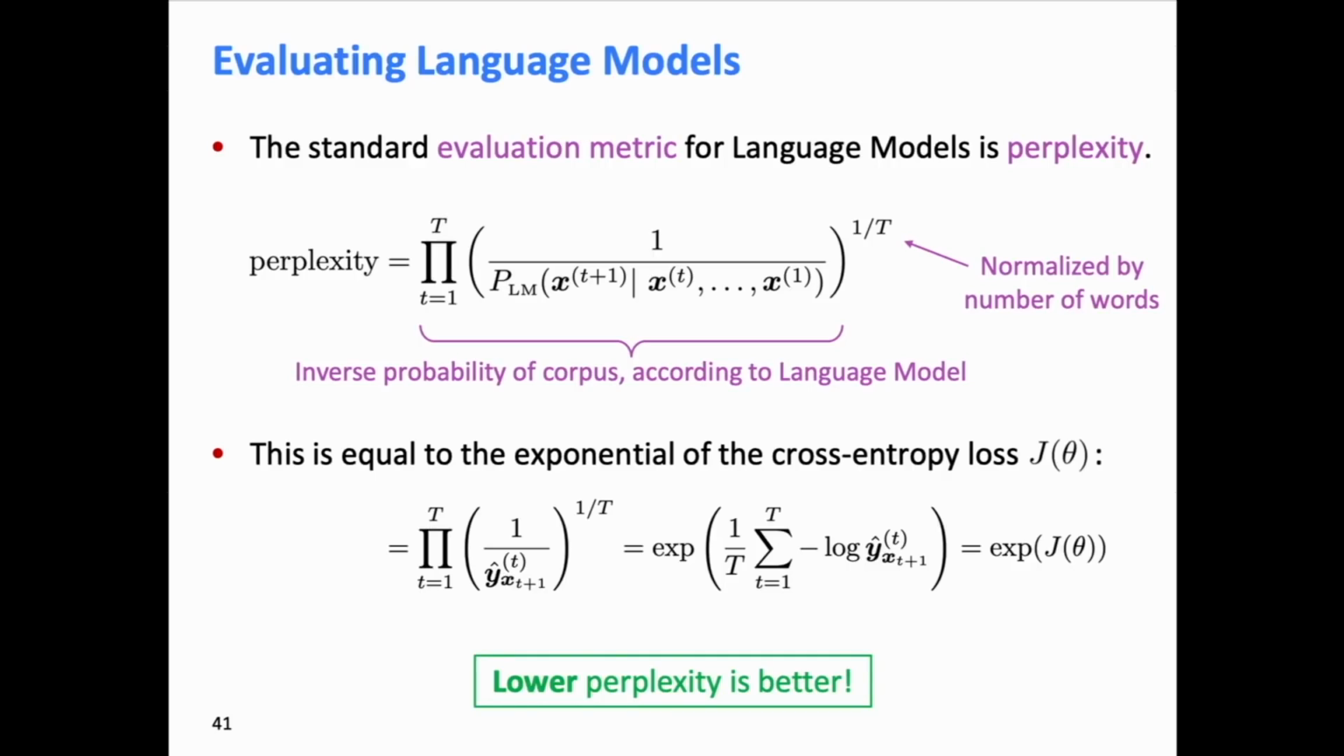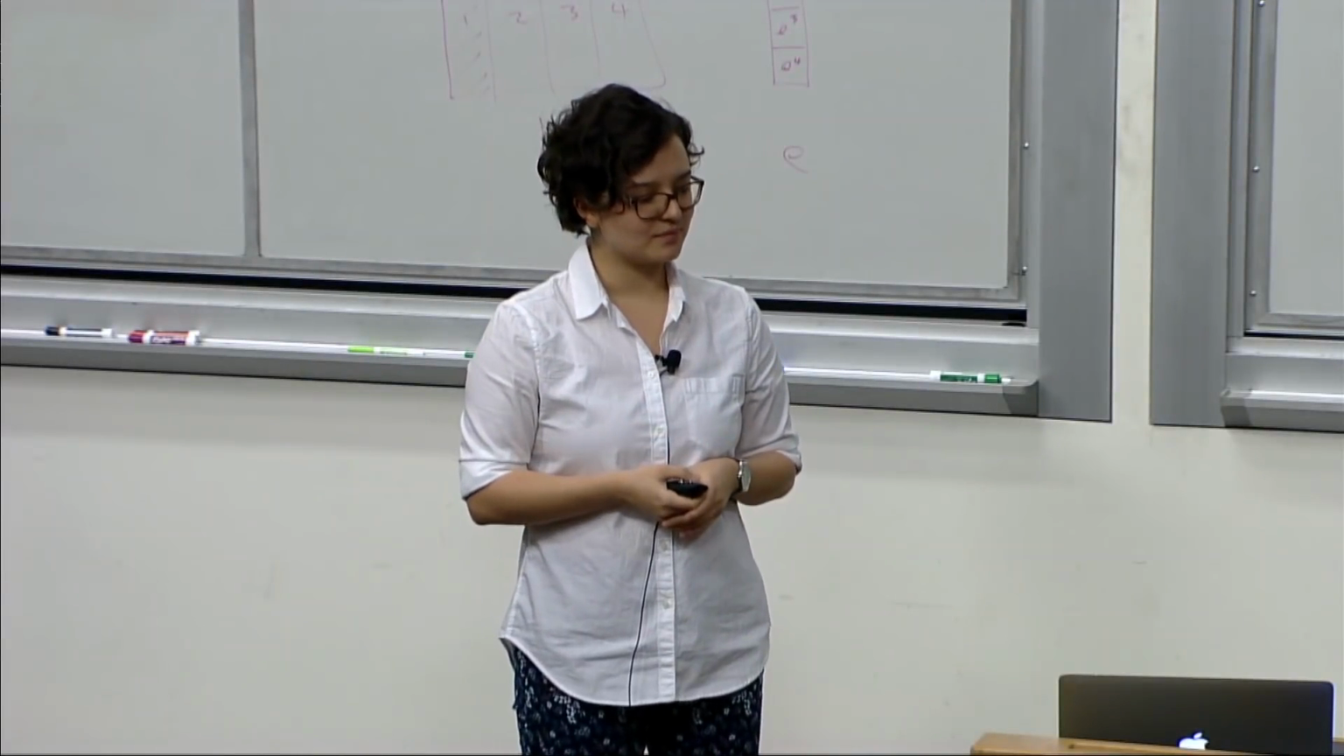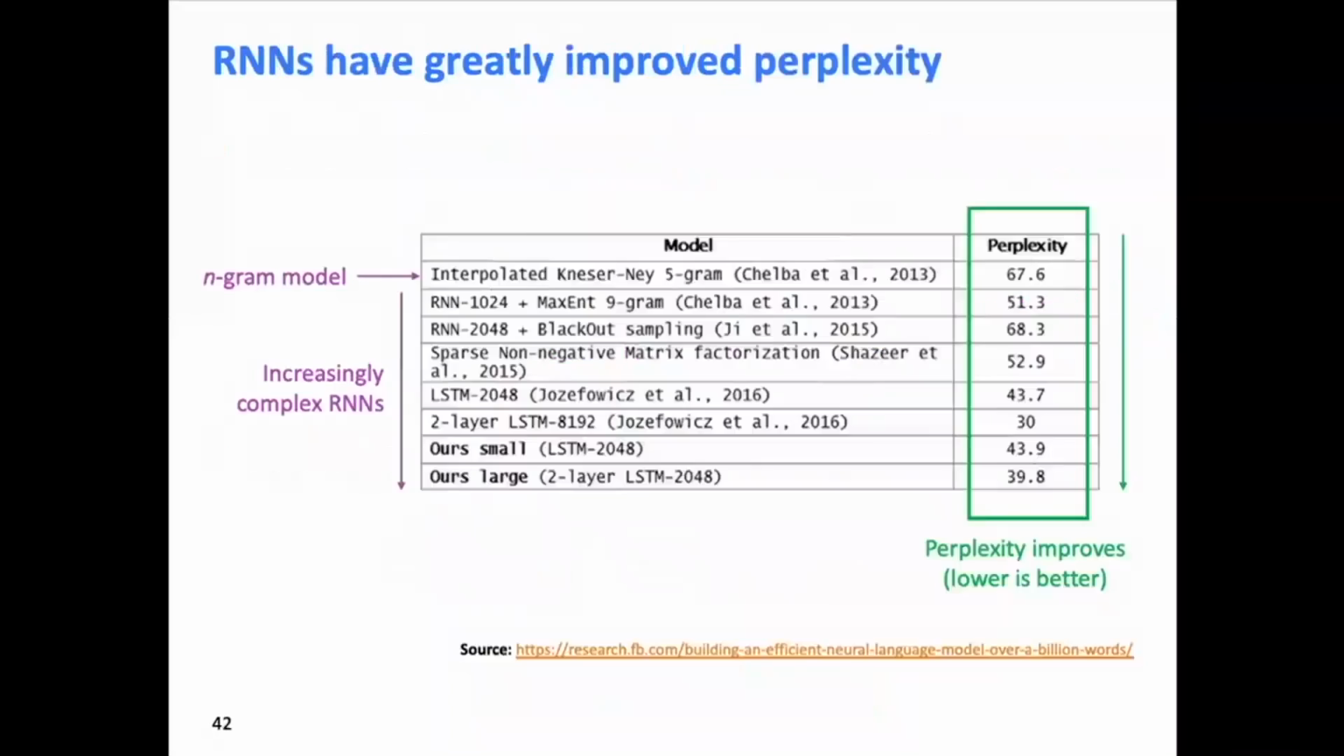Any questions? Okay. So RNNs have been pretty successful in recent years in improving perplexity. This is a results table from a recent Facebook research paper about RNN language models. You don't have to understand all of the details of this table, but what it's telling you is that on the top row, we have an n-gram language model, and in the subsequent rows, we have some increasingly complex and large RNNs. You can see that the perplexity numbers are decreasing because lower is better. So RNNs have been really great for making more effective language models in the last few years.